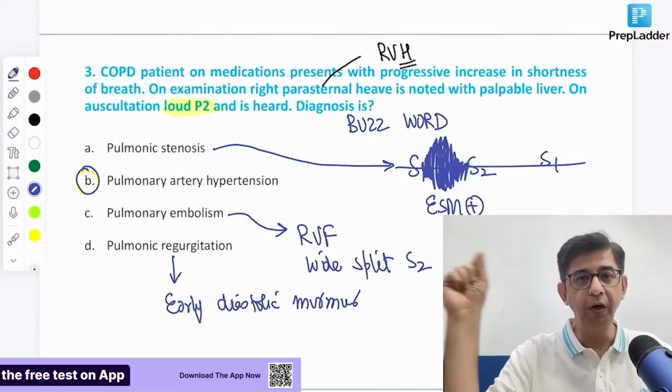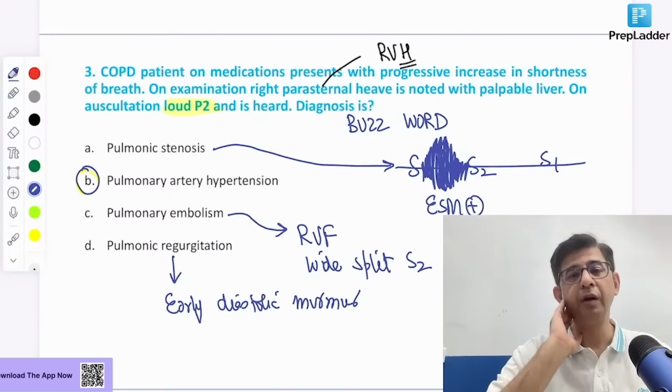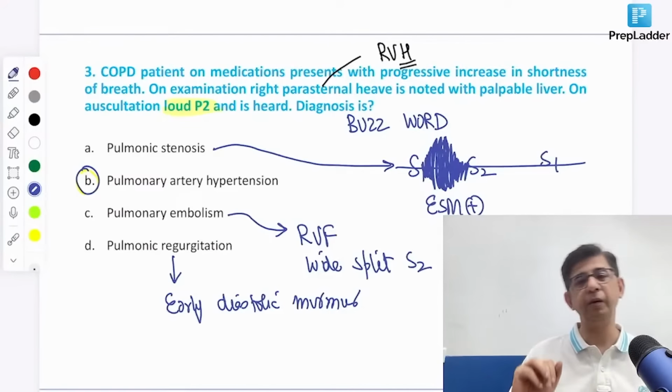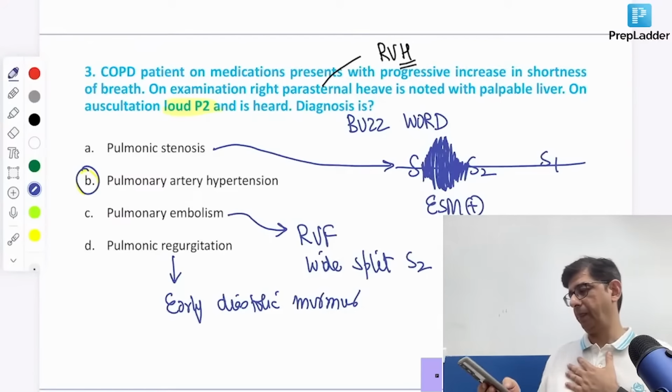Here the word loud P2 was given, because of which your answer is pulmonary artery hypertension. Can you tell me the drug of choice of pulmonary artery hypertension, guys? Quick comments, please.